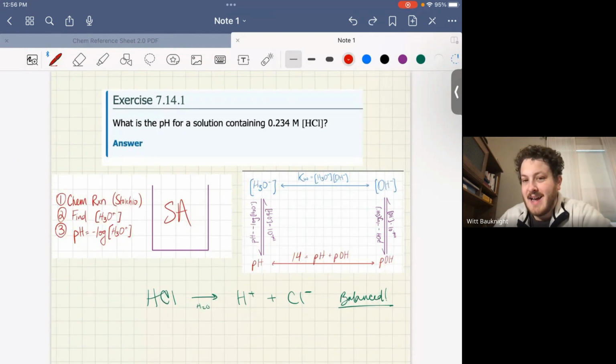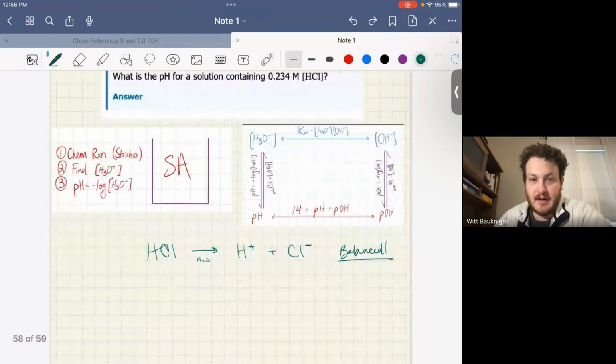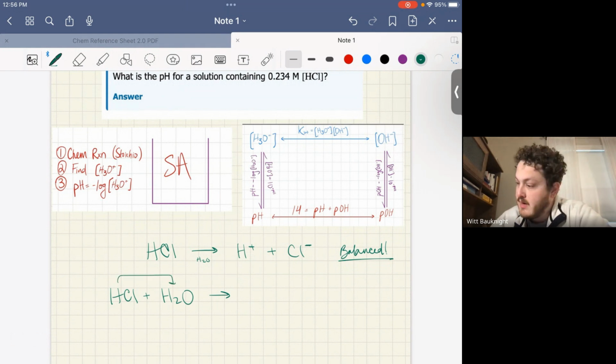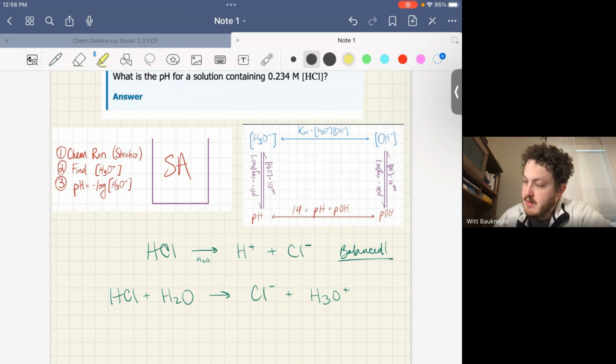If that's kind of iffy for you, you could also write out this chemical reaction as this, do the Bronsted-Lowry donation of protons, acceptance of protons. This proton gets bounced over here, produces the conjugate base of Cl minus and the conjugate acid of H3O plus. Either way, we have a 1-to-1 ratio.